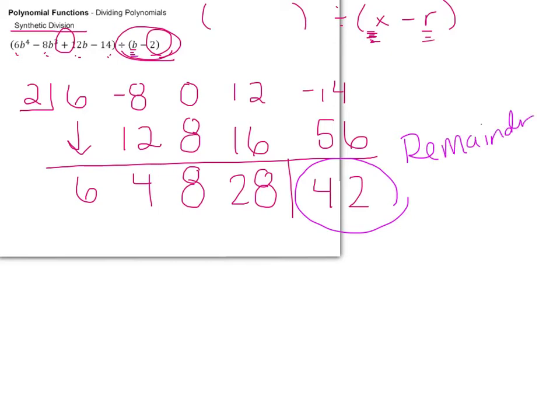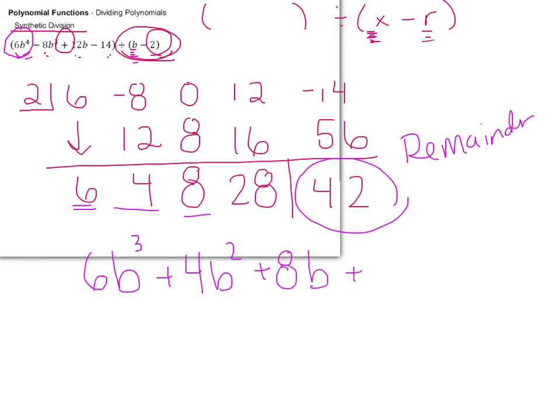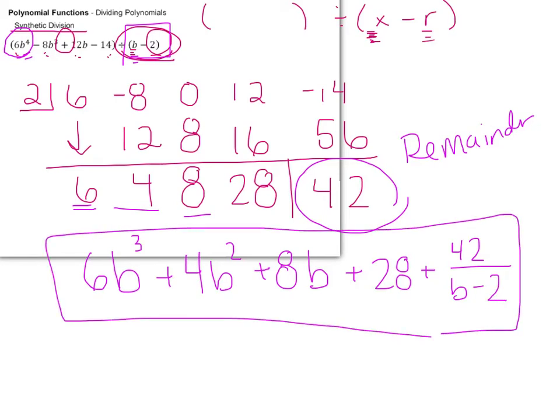And since we divided by a b minus 2, our first exponent will start with 1 less than what we have here. So we start with a b to the 4th, so our first exponent will be b to the 3rd, and its coefficient will be the first coefficient listed, so 6. So we have 6b to the 3rd, then plus, our next coefficient is 4, and then b squared. We're just going to move down an exponent every time. And then plus 8b, and then plus 28. And then our remainder is 42 over, we were dividing everything by this b minus 2, so over b minus 2. So that's our process for synthetic division.